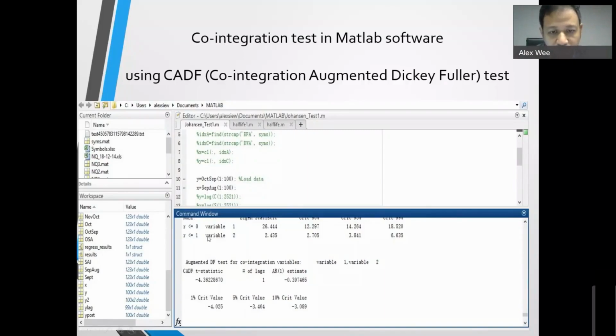Yeah, and then if this value is more negative than negative 4.025, the 1% critical value, you have a 99% chance that it will mean revert. That means if you do spread trading on these 2 pairs, there is a 99% chance of success. And that's what I touched on last time.